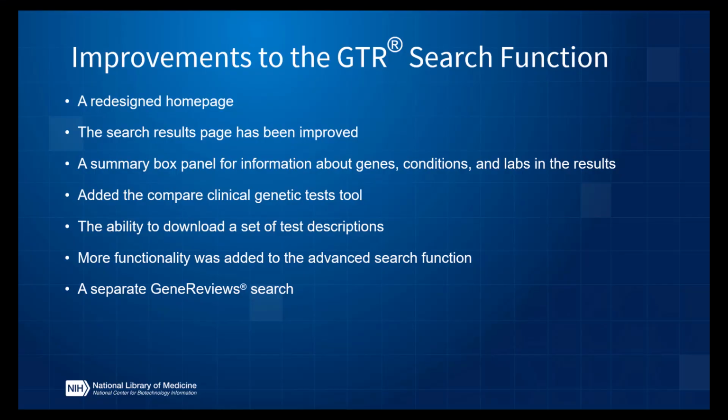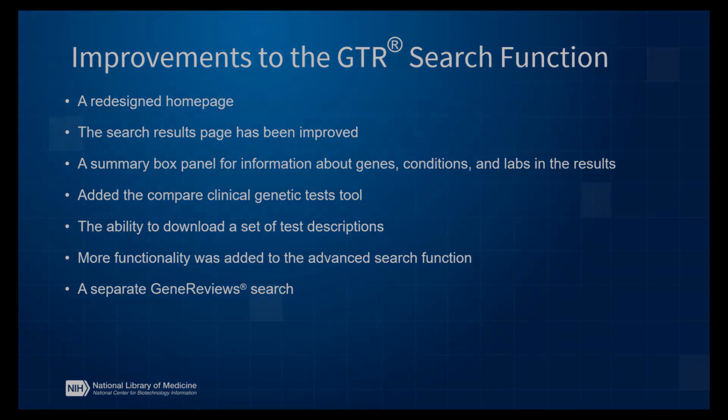This video goes over the following improvements: a redesigned homepage for a more intuitive experience by simplifying the search function with only one search bar to find what you need faster. The search results page has been improved, offering a list of tests relevant to your query and the labs that offer them. A summary box panel for information about genes, conditions, and labs in the results. Added the Compare Clinical Genetics tool, the ability to download a set of test descriptions to help you analyze and use data in your research. More functionality was added to the advanced search function, and a separate GeneReviews search for better clarity.